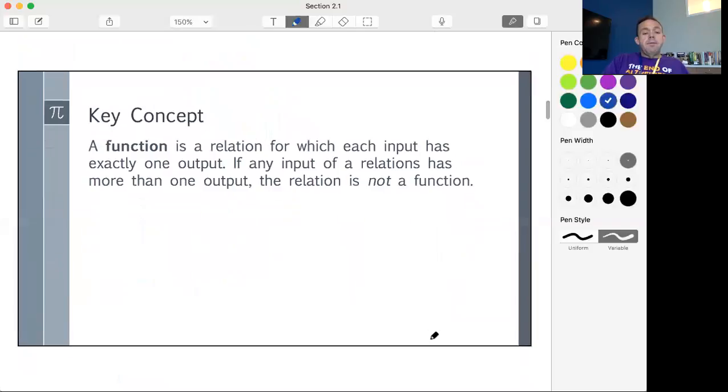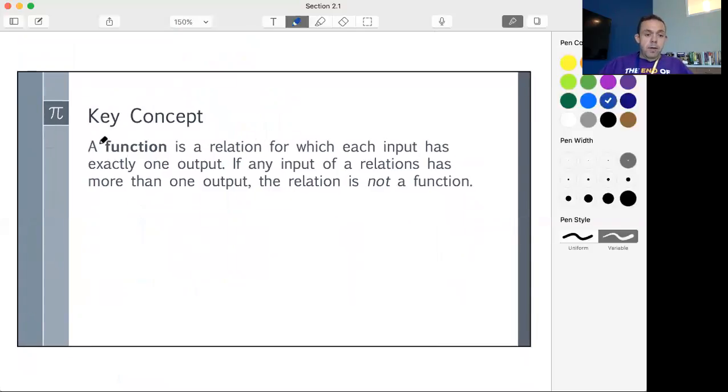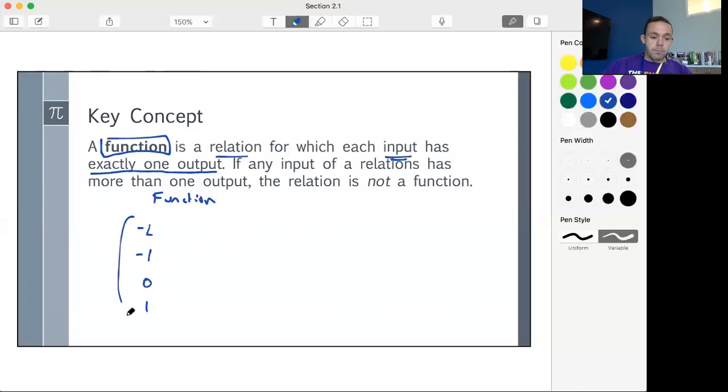Now, a special type of relation is a function. So a function is a special relation in which every input has exactly one output. If there are any inputs in a relation that have more than one output, the relation is not a function. So let's do a couple examples. So here is a function, and let's just do -2, -1, 0, and 1. And then make some outputs up here: 3, 6, 9, 12, 13, 14.